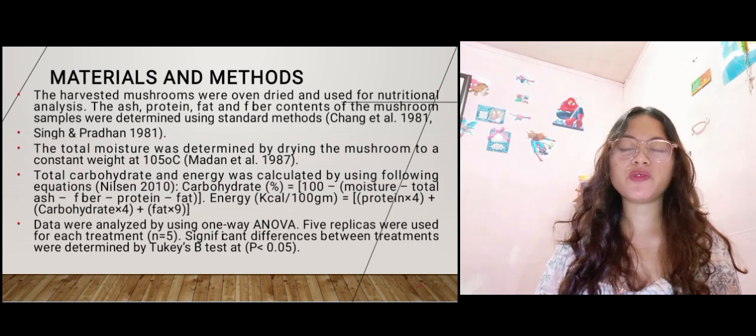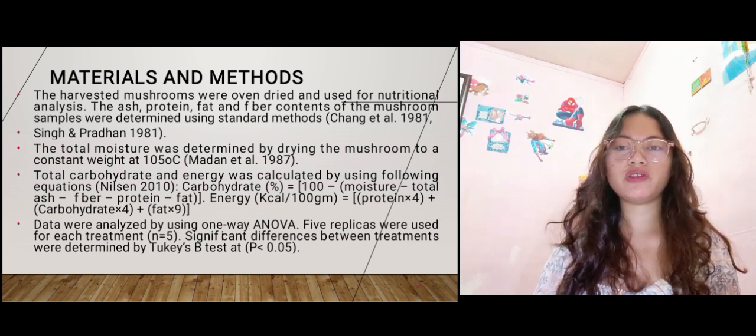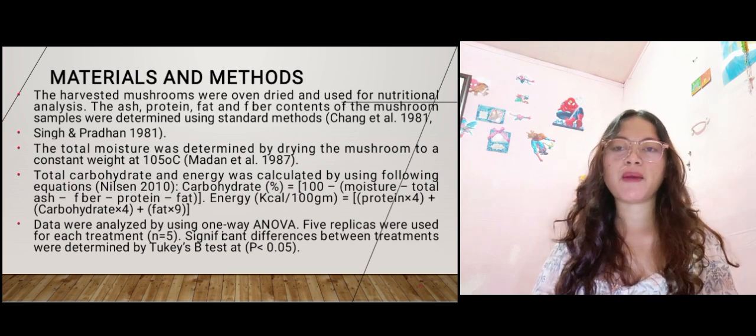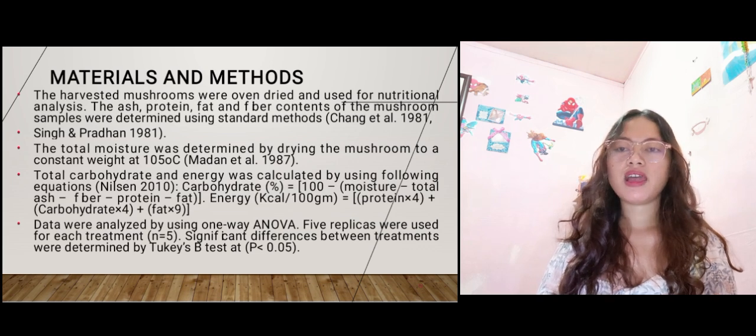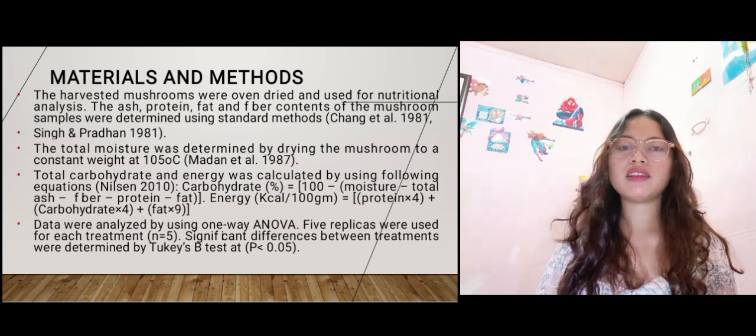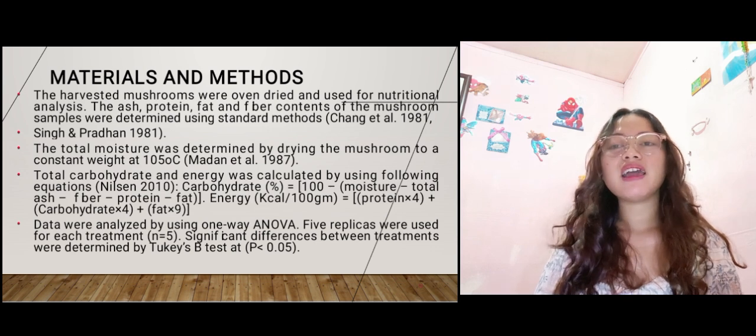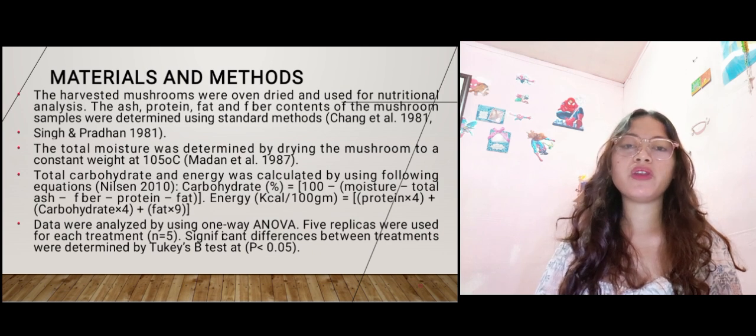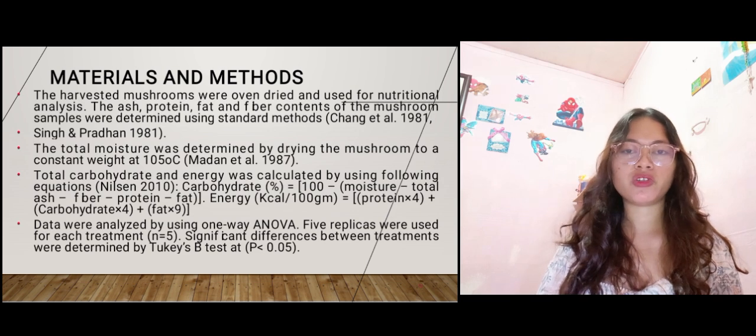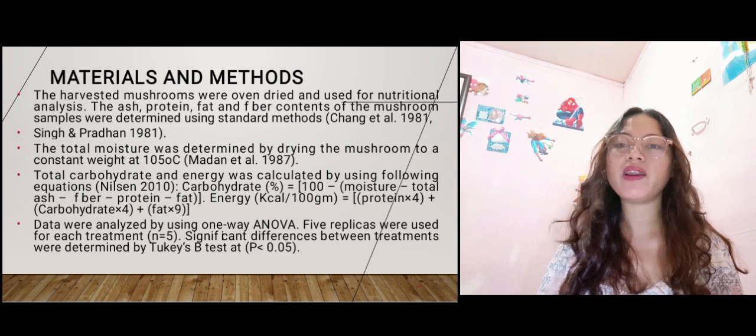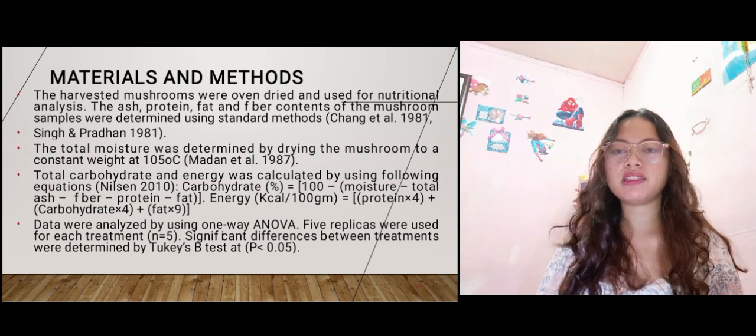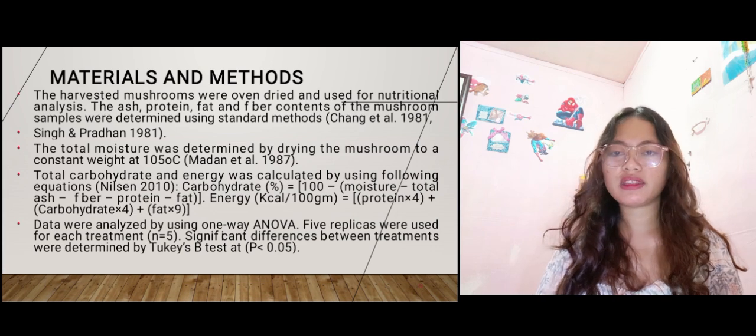The harvested mushrooms were oven dried and used for nutritional analysis. The ash, protein, fat, and fiber contents of mushroom samples were determined using standard methods. The total moisture was determined by drying the mushroom to a constant weight at 105 degrees Celsius. Total carbohydrate and energy were calculated by using the following equations. Carbohydrate equals 100 minus moisture minus total ash minus fiber minus protein minus fat. Energy equals protein times 4 plus carbohydrate times 4 plus fat times 9.